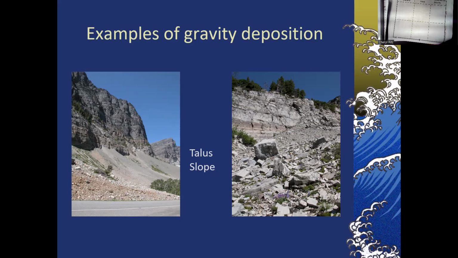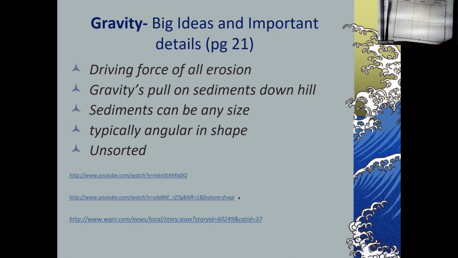So in the big idea box for this, these are the things you need for gravity erosion, the big ideas. As we said earlier, gravity is the driving force of all agents of erosion. Like Zach said, gravity pulls sediments downhill. And both things that Dakota said, sediments can be any size. They're typically angular. And then I did add in there that they're unsorted. We'll talk about that once you guys are done.